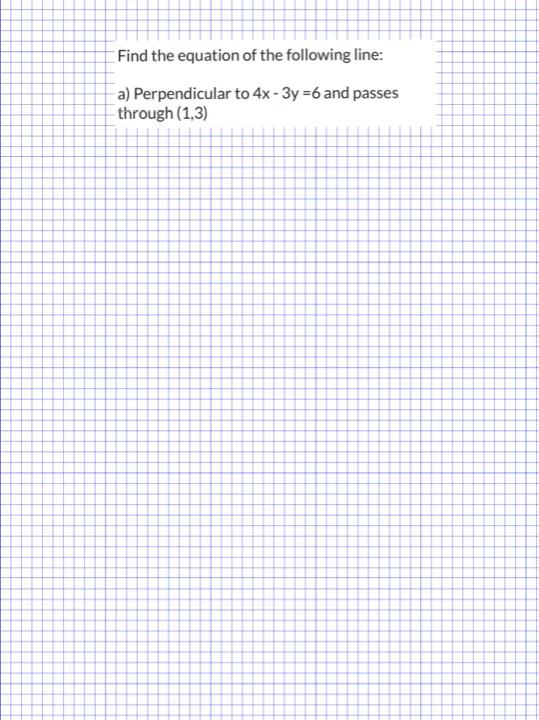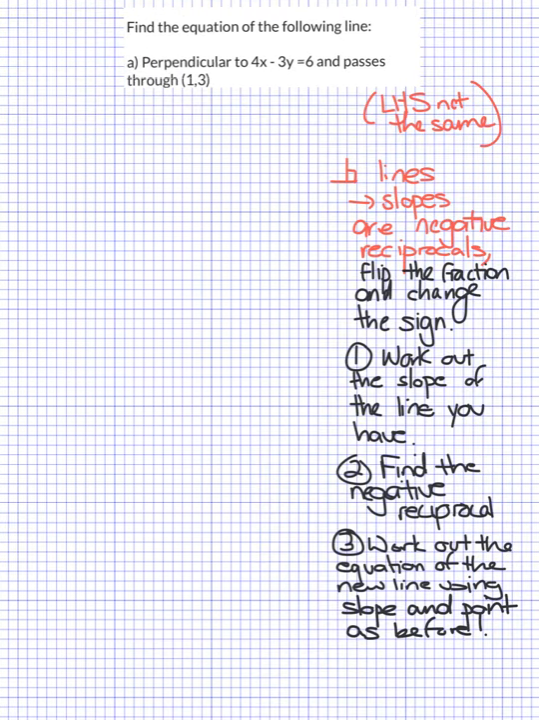Perpendicular lines are not quite as simple because the left-hand side is not going to be the same. Why? Well, we know that a perpendicular slope is the negative reciprocal. So with perpendicular lines, the slopes are negative reciprocals. What does that mean? That means we flip the fraction and change the sign. So we have some steps here of how we can find the equation of a perpendicular line. It looks like a lot, but it's not actually that hard. You firstly have to work out what the slope is of the line you have, and we'll go through how to do that. You then find the negative reciprocal, and then you find your new equation using that negative reciprocal, so that slope, and the point.